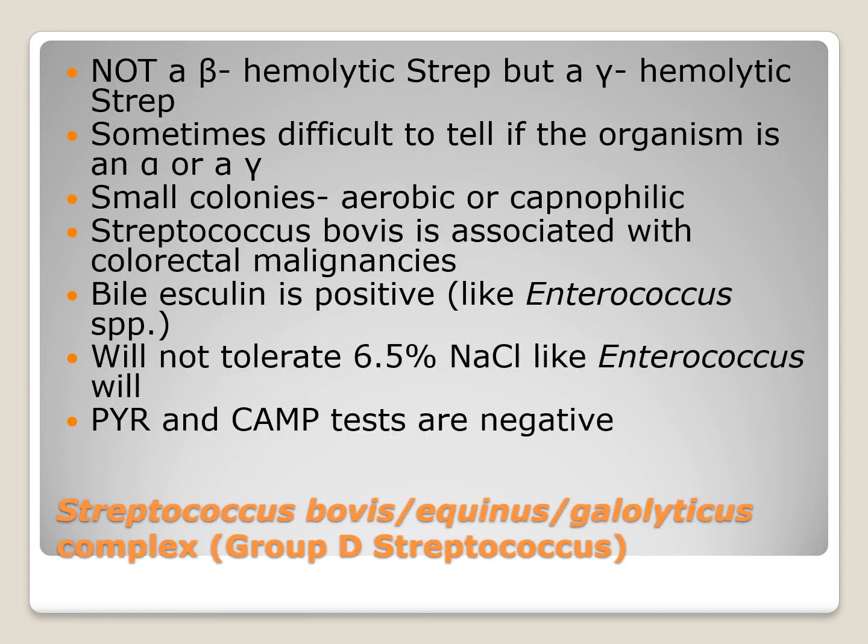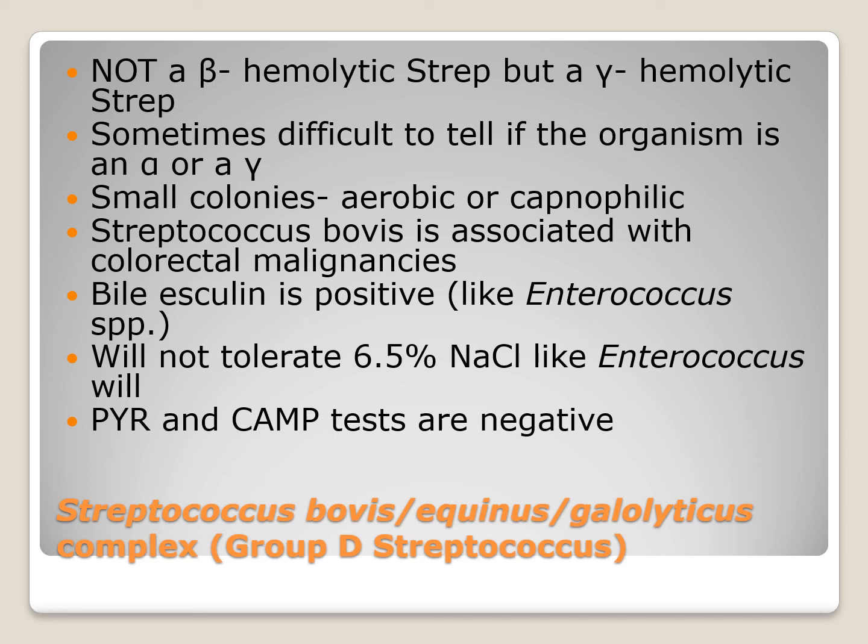Streptococcus bovis equinus gallolyticus complex is also known as group D Streptococcus, even though we would not serotype them because they are not beta hemolytic. These are all alpha hemolytic Streps. Sometimes it's difficult to tell if you have an organism that's an alpha or a gamma hemolytic Strep, and so you would set up a bile esculin and a salt if you weren't sure. They're small colonies. They're either going to be aerobic or capnophilic.